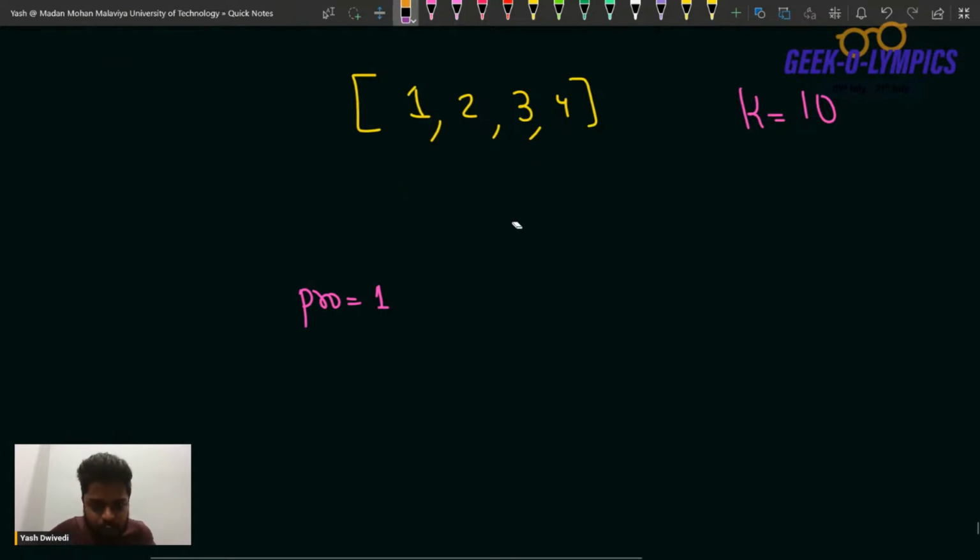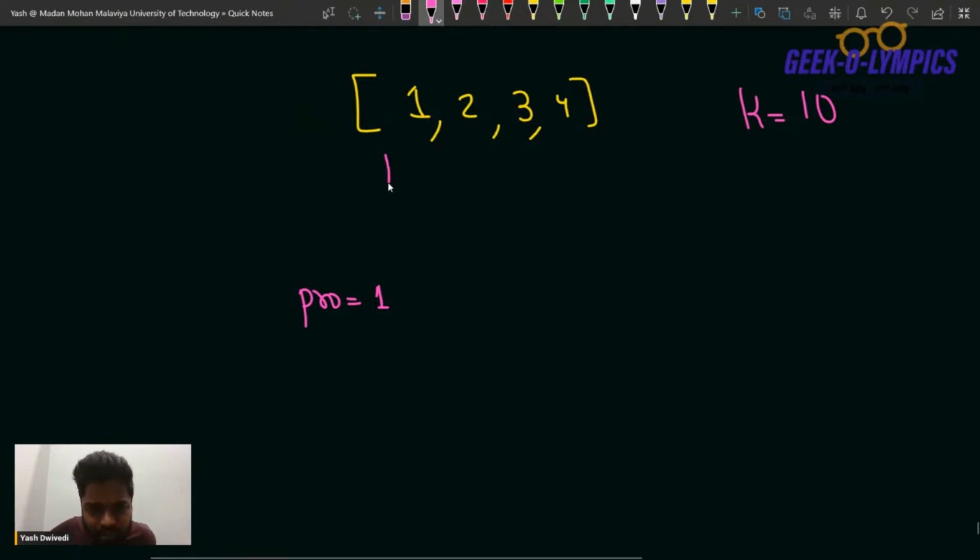Whenever we have a window L to R and that product is less than K, then we will count that much length. I'll let you know why with the help of examples one by one. Whenever the product becomes greater, suppose my R reaches somewhere here and my product becomes greater, then my L will move. This is the basic sliding window approach that we'll use to solve this problem. Whenever there are counting problems, the sliding window concept, or two pointer concept, helps a lot. Sliding window is just one step ahead of the two pointer concept.